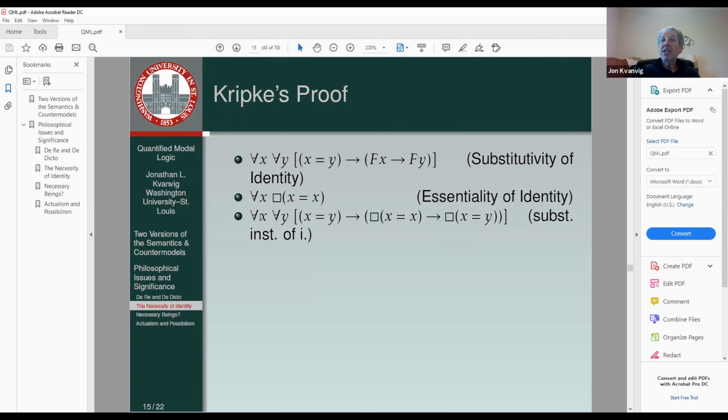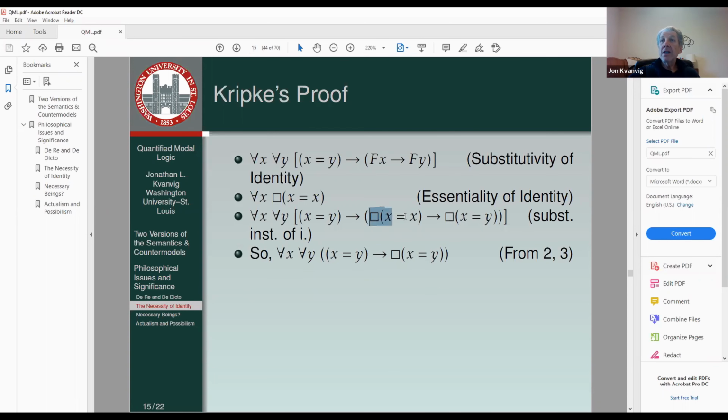So this third claim is an instance of 1. And notice what it says. For all x and y, if x is the same thing as y, then on the assumption that x is self-identical, on the assumption that the identity of x with x is necessary, then the identity of x with y will be necessary as well.